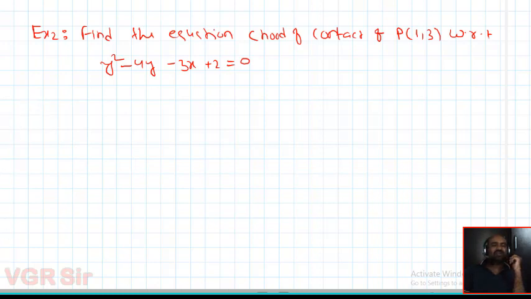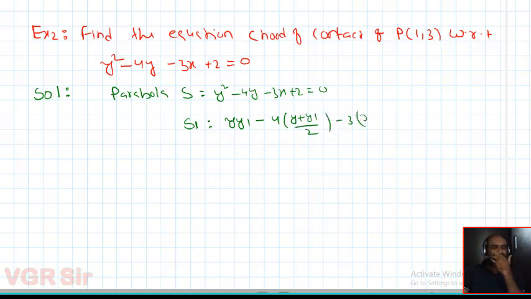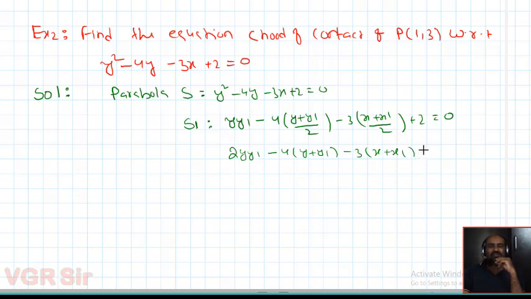The interesting thing is the given parabola is not in standard form. There is no need to convert it into standard form. I will write the parabola S equal to y square minus 4y minus 3x plus 2 equal to 0. I want S1 directly, as just explained: y1 minus 4 times (y plus y1) by 2, minus 3 times (x plus x1) by 2, plus 2 equal to 0. No change in the constant. In other words, 2y1 minus 4 times (y plus y1), minus 3 times (x plus x1), plus 4 equal to 0.